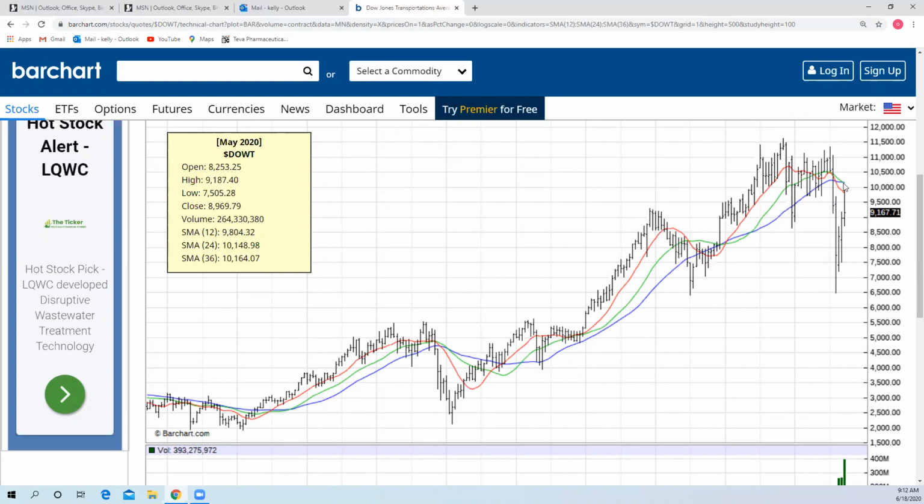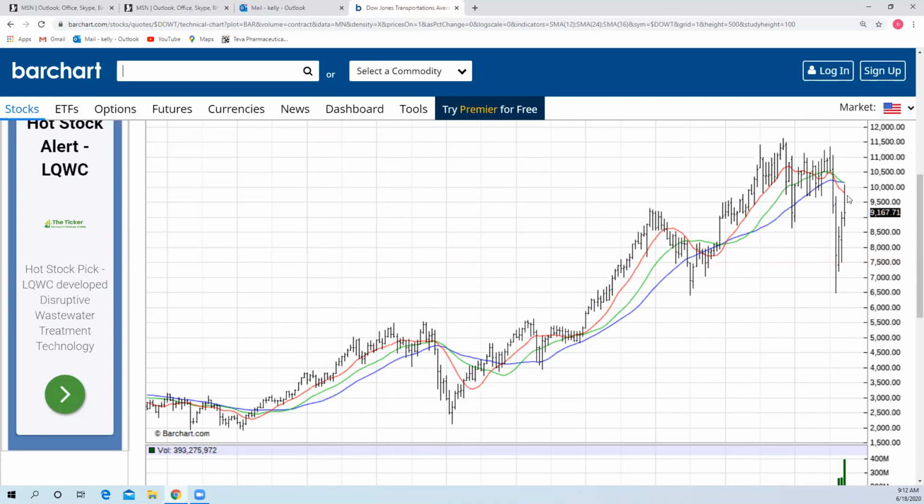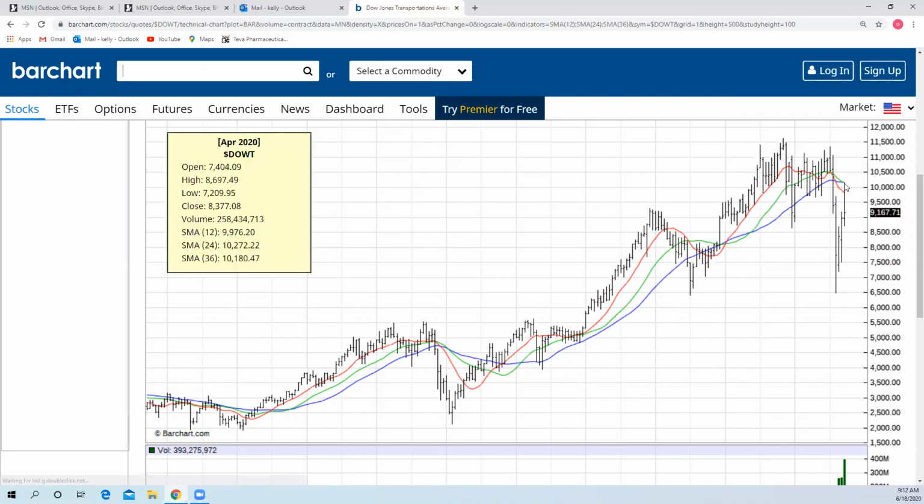Getting under 2965 would be bad. Getting under 2790 would be really bad. And I don't want to be caught fully invested up here if this thing's going to roll over. And the transports are telling me that could happen because the transports came up to their averages, right?